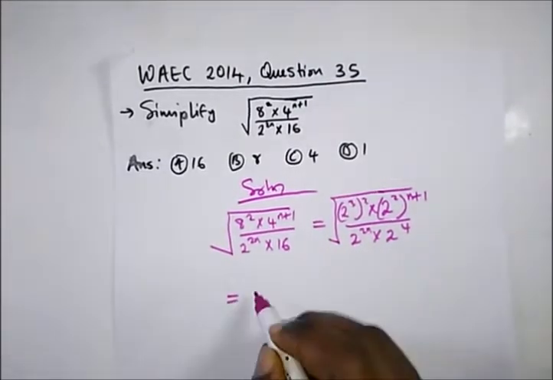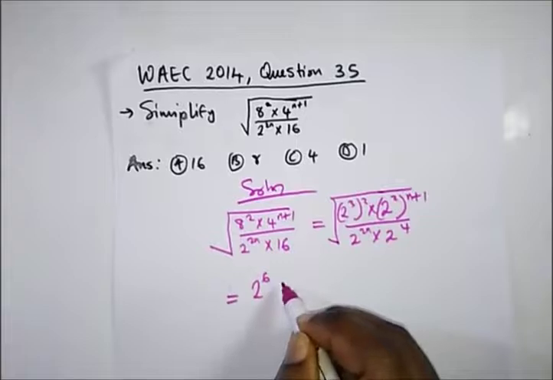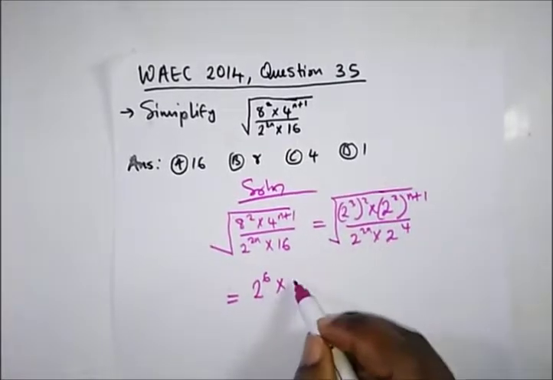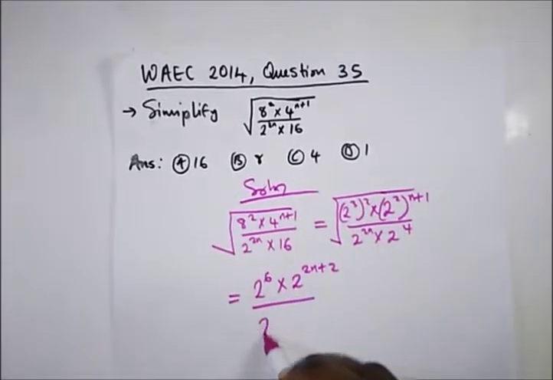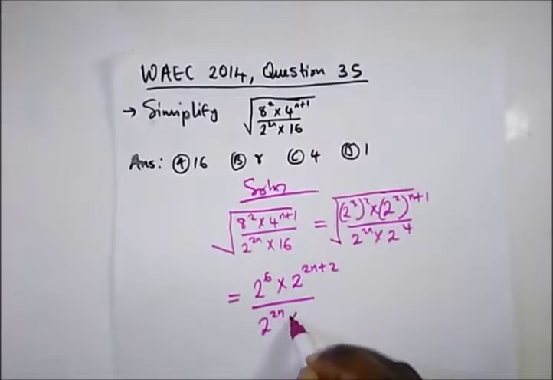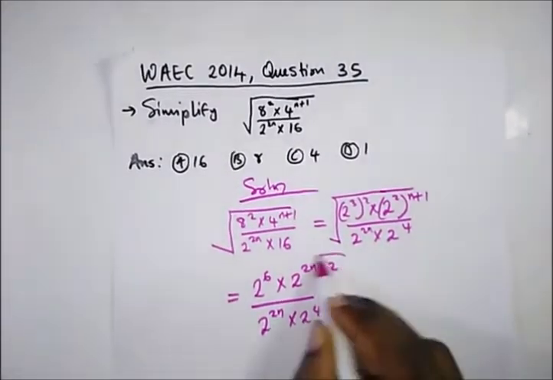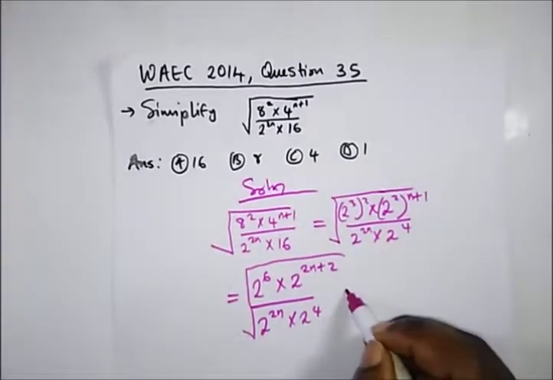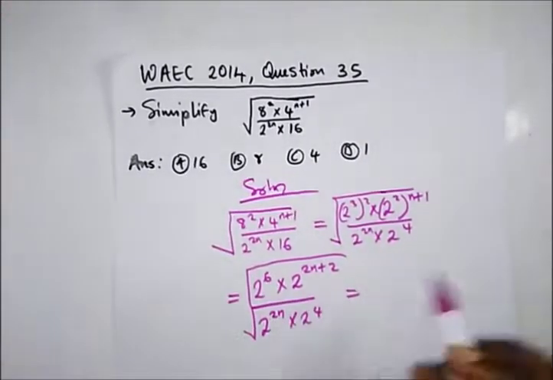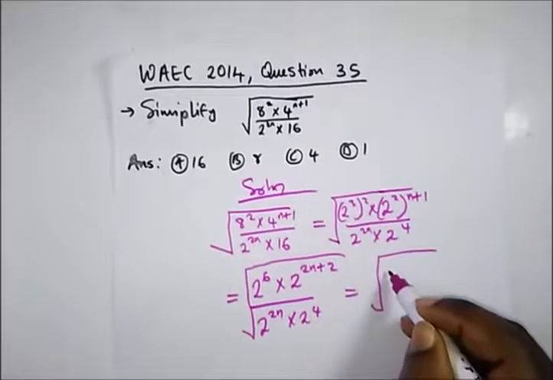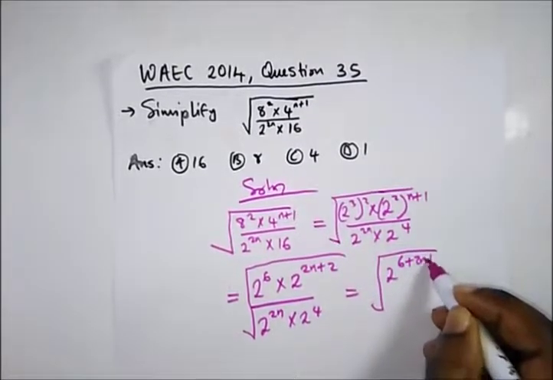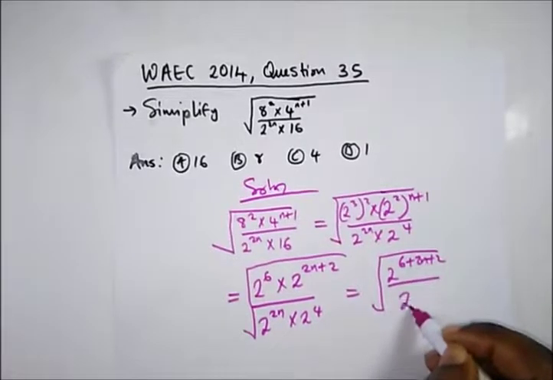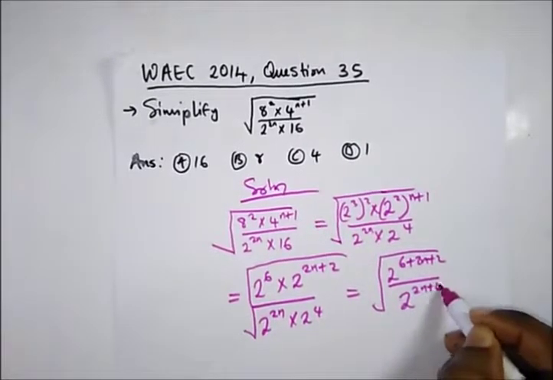So this will also give us 2 raised to the power 6 times, when we open this bracket, 2 raised to the power 2n plus 2 divided by 2 raised to the power 2n times 2 raised to the power 4, right? So here, what do we have? Let's add this together since they are the same base. So we have 2 raised to the power 6 plus 2n plus 2 over 2 raised to the power 2n plus 4.